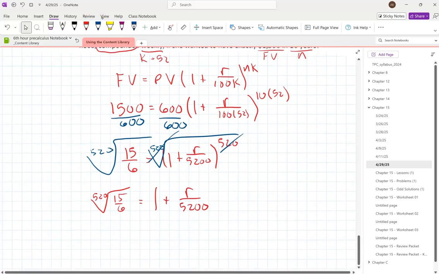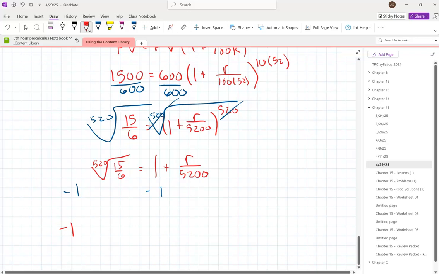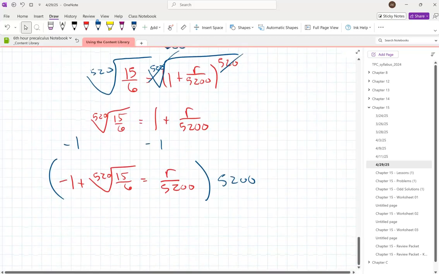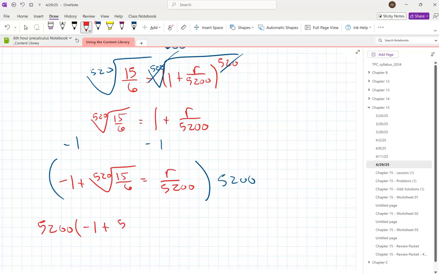So far, so good. And we'll just subtract 1 from both sides. And then multiply by 5,200. And we are ready to get this guy into our calculator.